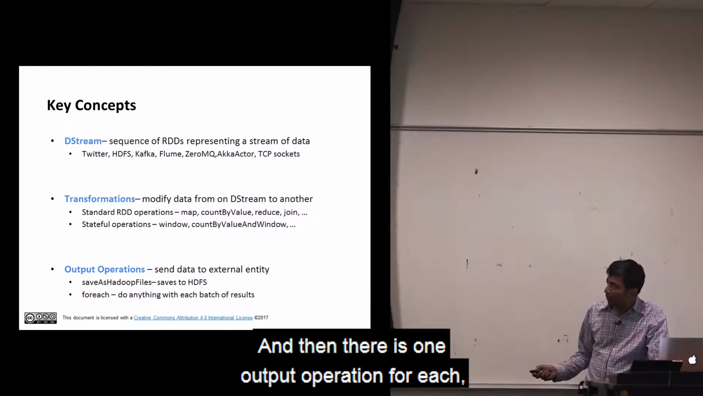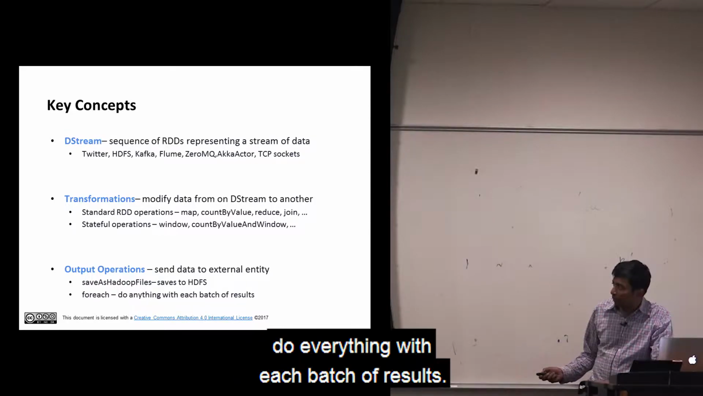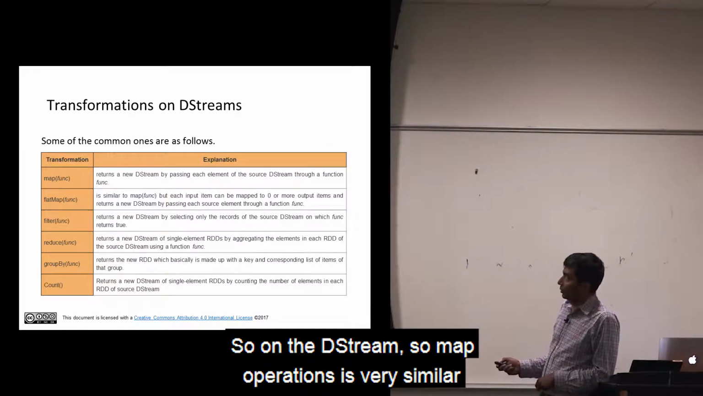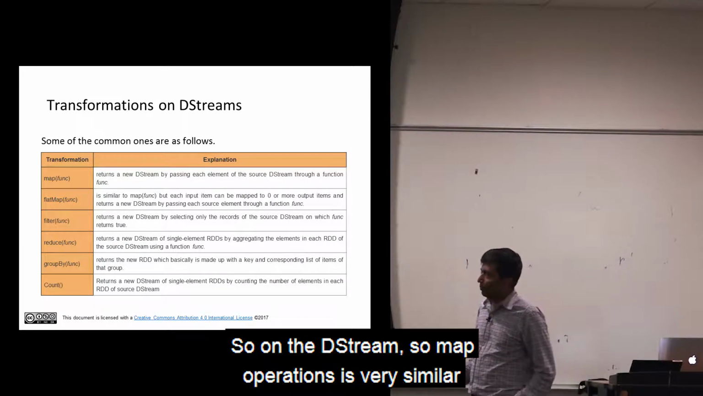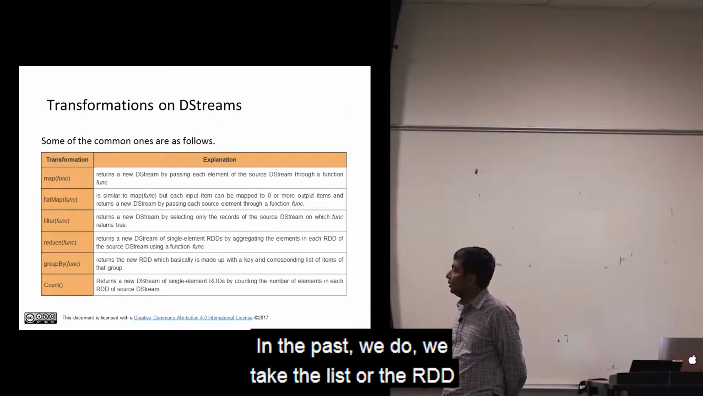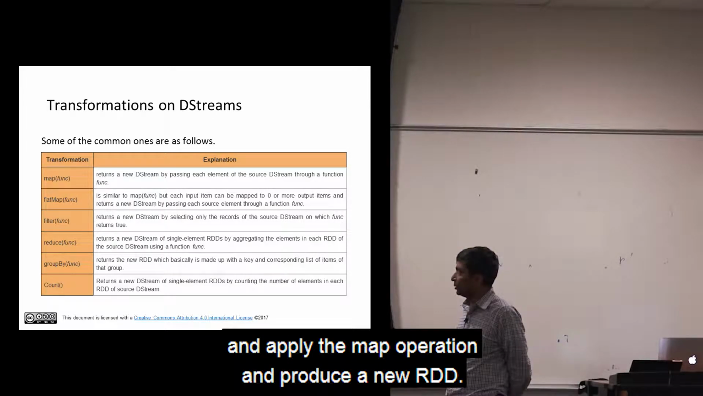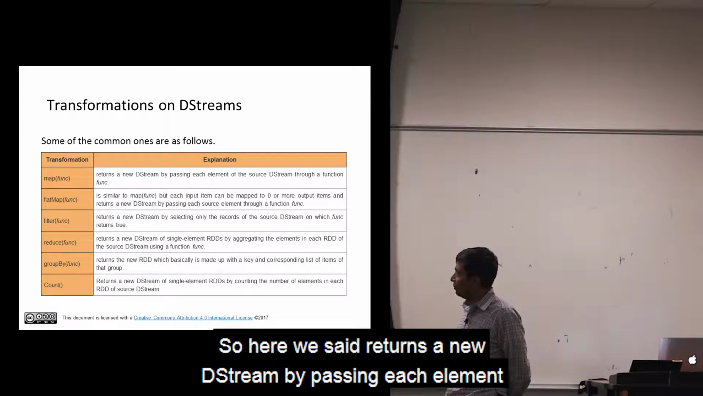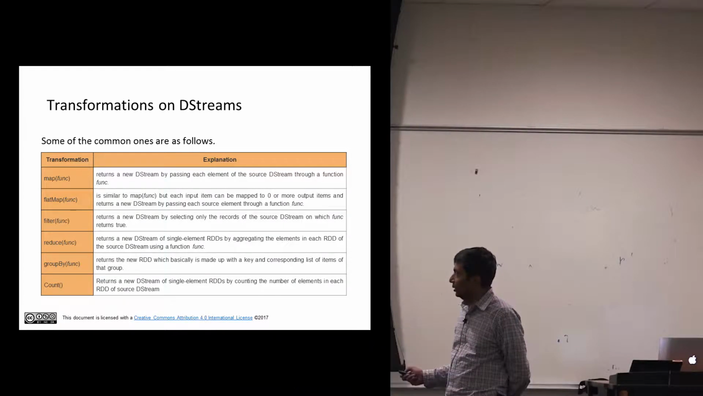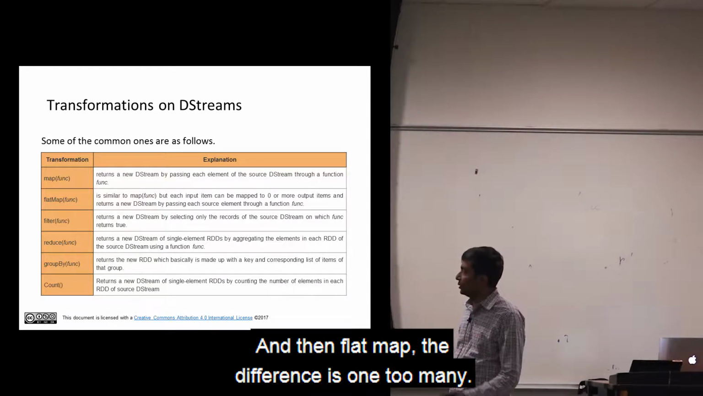And then there is one output operation for each, to do everything with each batch of results. So here we have some transformation operations on the DStream. Map operations are very similar to what we did in the past. In the past, we take the list or the RDD and apply the map operation and produce a new RDD. So here it returns a new DStream by passing each element of the source DStream through a function func. And then flatMap, the difference is one to many.